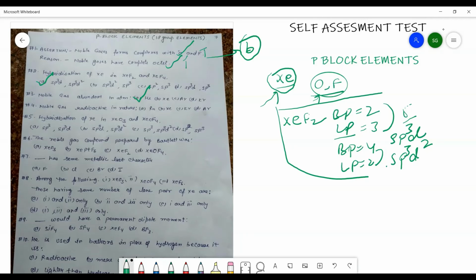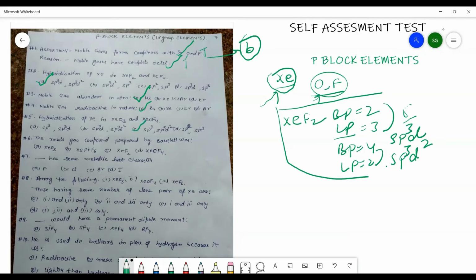Which noble gas is radioactive in nature? It is a very simple question. Yes, it is radon, which is radioactive in nature. Now question number 5 is hybridization of xenon in XeO3 and XeOF4. Here option C is correct.